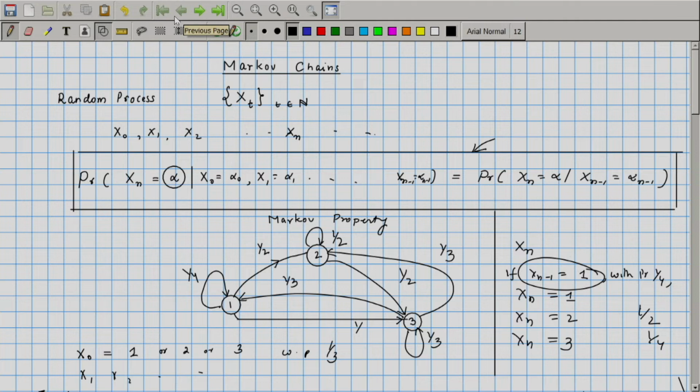So, in addition to the Markov property, we will insist that this conditional probability depends only on alpha and alpha n minus 1. So, it can be written as p of alpha, alpha n minus 1, whatever way the values alpha and alpha n minus 1, that alone decides this probability. Those kind of Markov chains will be called time homogeneous Markov chains.